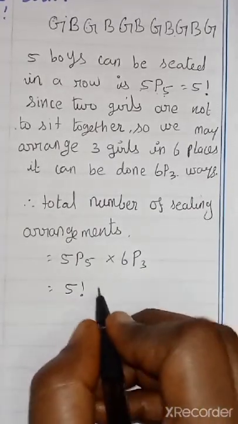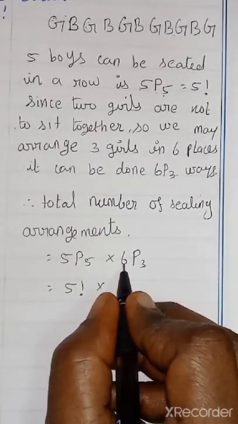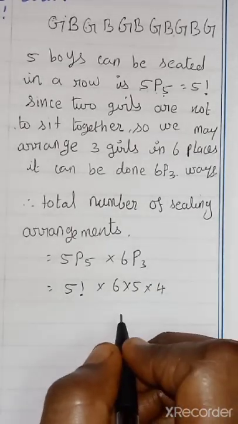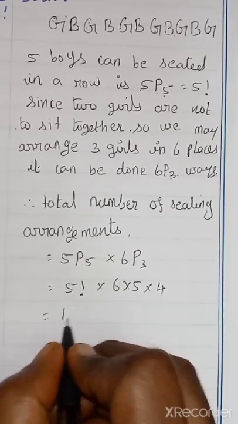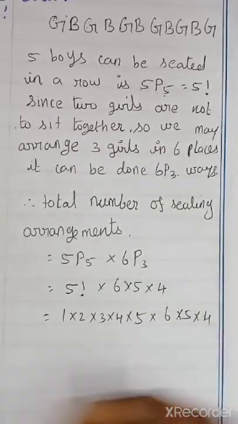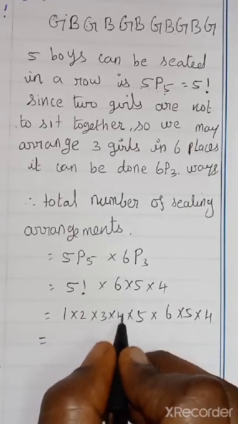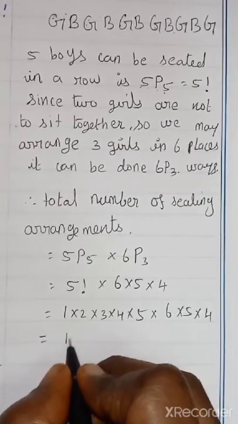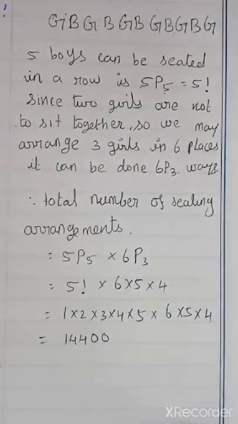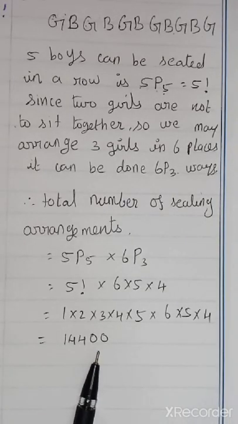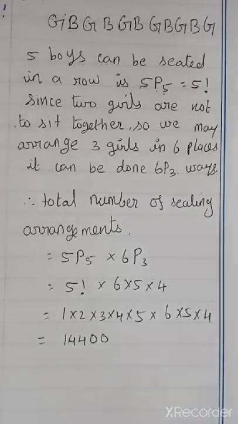5 factorial. 6P3, how can we write? Starting from 6, descending 3 numbers: 6, 5, 4. Correct? And this one, 5 factorial means 1, 2, 3, 4, 5, into 6, into 5, into 4. Use your calculator and if you multiply, you will get 14,400. This is your final answer. So 14,400 ways we can seat 5 boys and 3 girls in a row.